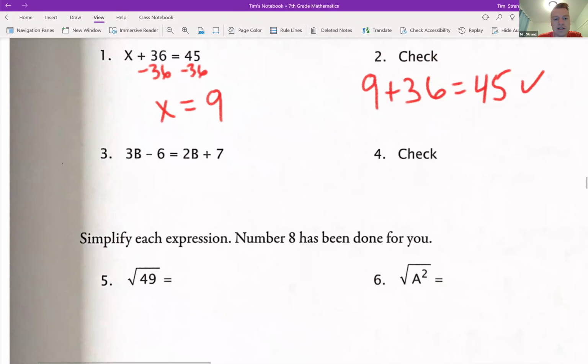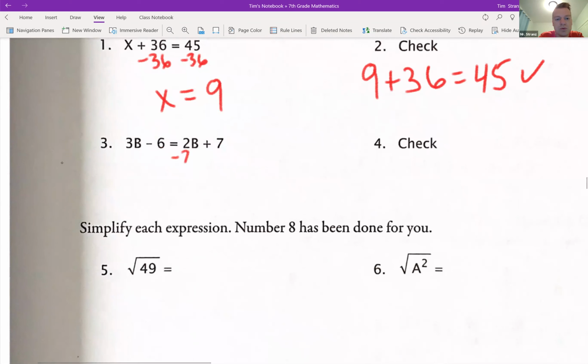Number 3 is the same, right? You're just going to subtract 2b. Subtract 2b, you're left with 1b, which is just b minus 6 equals 7. Add 6 to both sides, b equals 13.